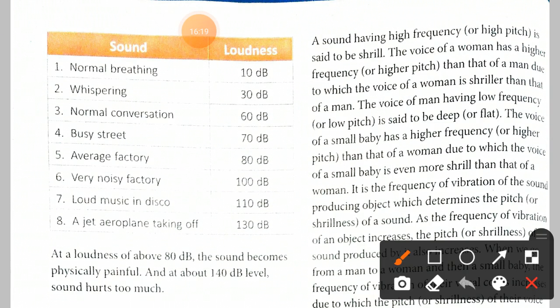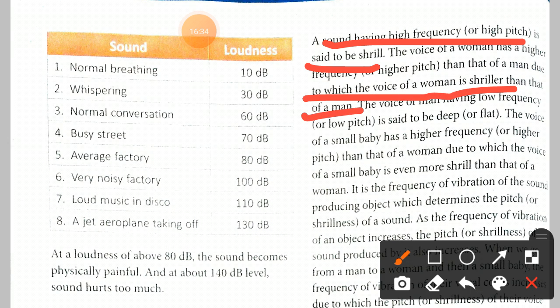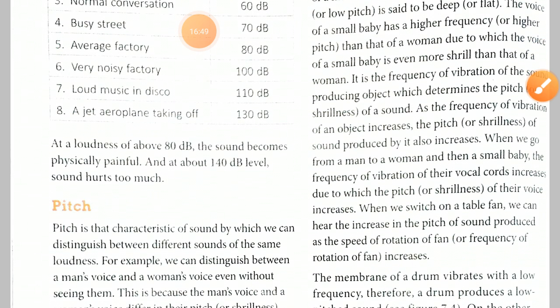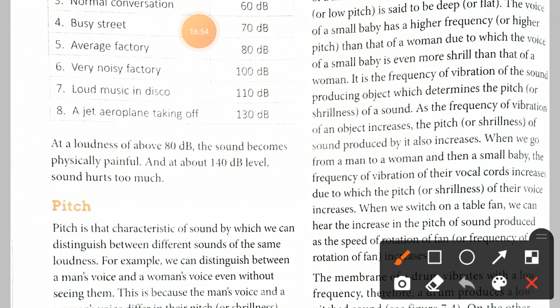A sound having high frequency or higher pitch is said to be shrill. So the voice of women has a higher frequency or higher pitch than that of a man, due to which the voice of women is shriller than that of a man. Clear? The voice of a man having low frequency or low pitch is said to be deep or flat. The voice of a small baby has higher frequency or higher pitch than that of a woman, due to which the voice of a small baby is even more shrill than that of a woman. So it is the frequency of vibration of the sound producing object which determines the pitch or shrillness of sound.